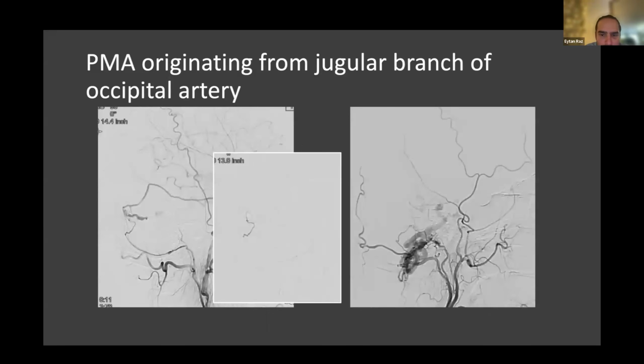So I like the image on the left. I didn't completely understand that. Is that the same case? No. It's not the same case. This is a different case. Okay, good.